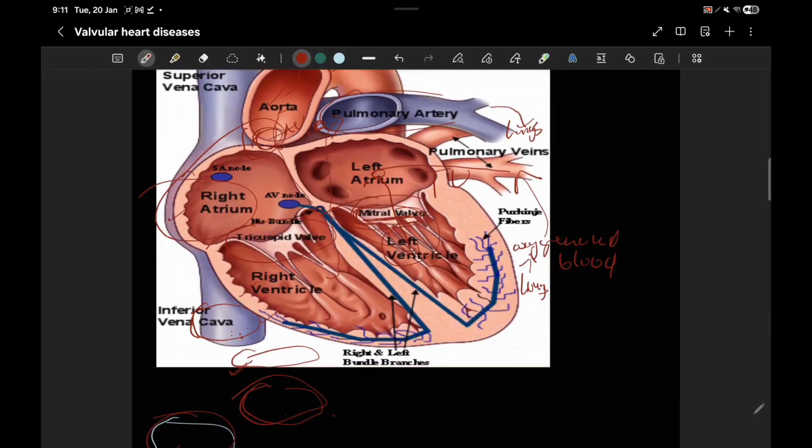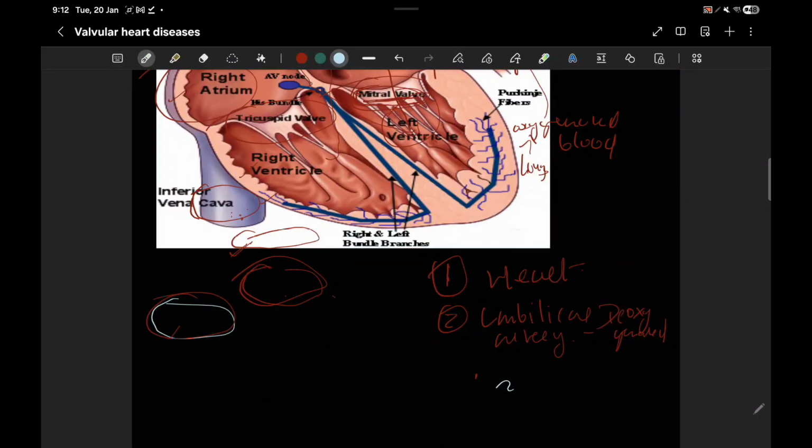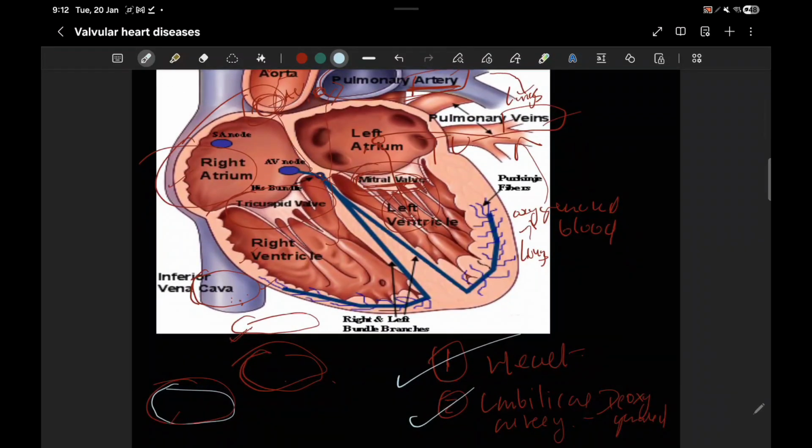So as you all know, basically, the arteries carry the oxygenated blood, and the veins carry the deoxygenated blood, right? But there are only two places in our body where it is opposite, with the artery carrying deoxygenated blood and the veins carrying oxygenated blood. One is the heart, like we discussed, and the second is the umbilical artery, which carries the deoxygenated blood from the fetus to the placenta.